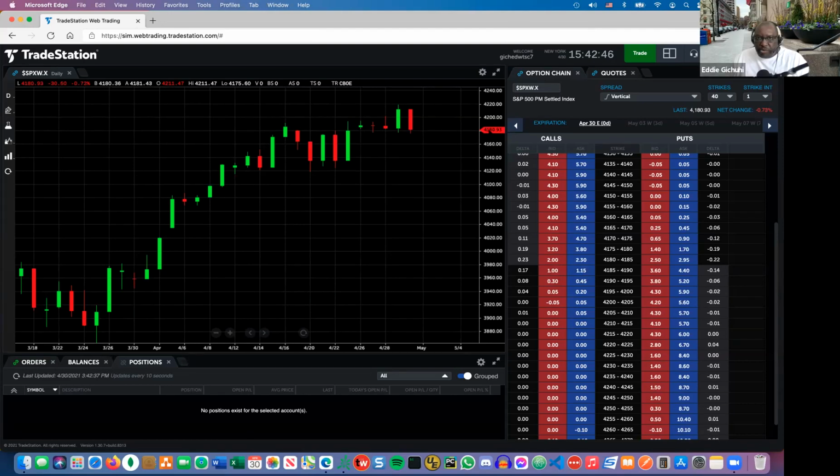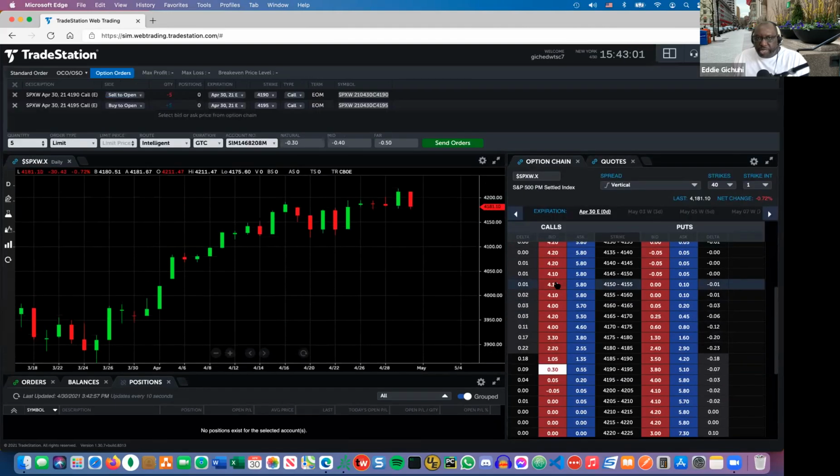Okay, so right now the price of SPX is 41.80, and we want to look for premium above it. So 41.95, we can probably get 5 cents. We can get 30 cents. Let's just go for 30 cents over here for 190.